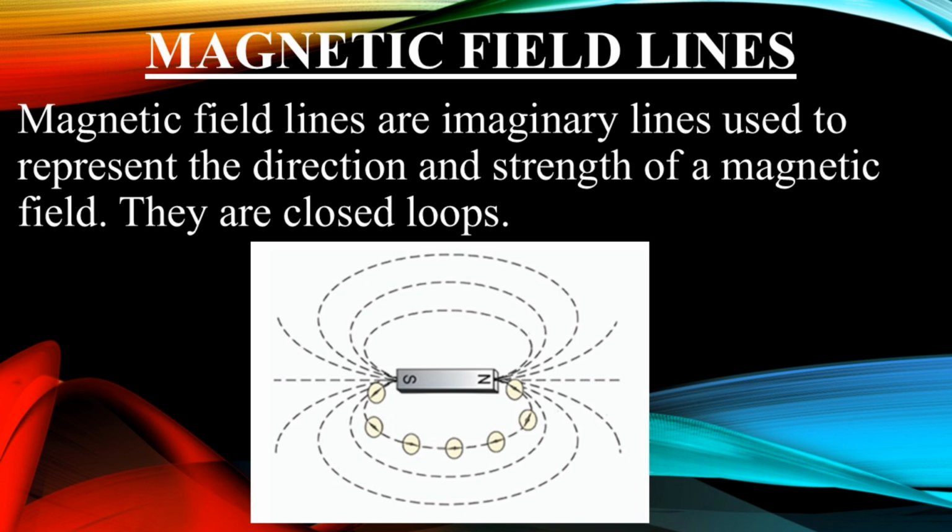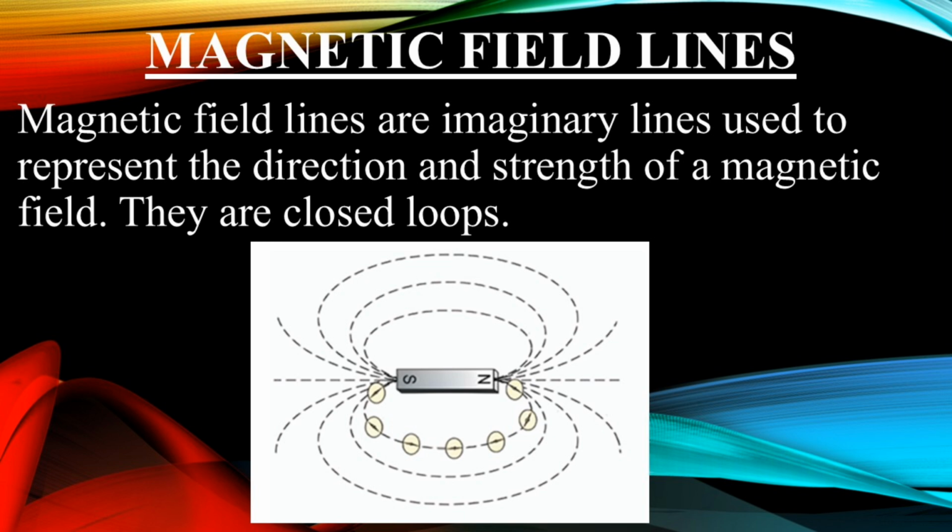First of all, we are going to learn about magnetic field lines. So, what are magnetic field lines? Magnetic field lines are imaginary lines we draw to represent both the direction and the strength of a magnetic field. They are not physical objects, but they help us picture how magnetic forces are arranged in space. An important feature of these lines is that they form closed loops.